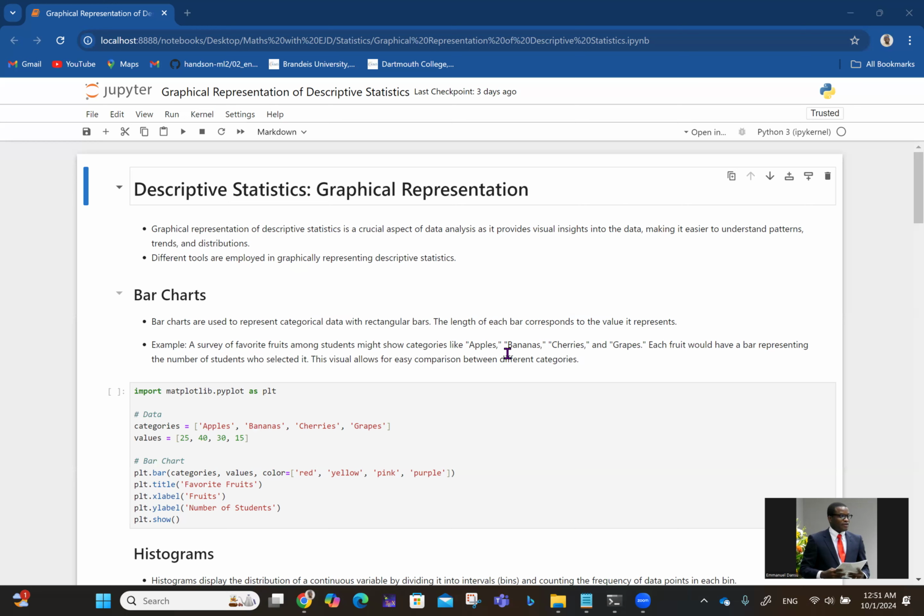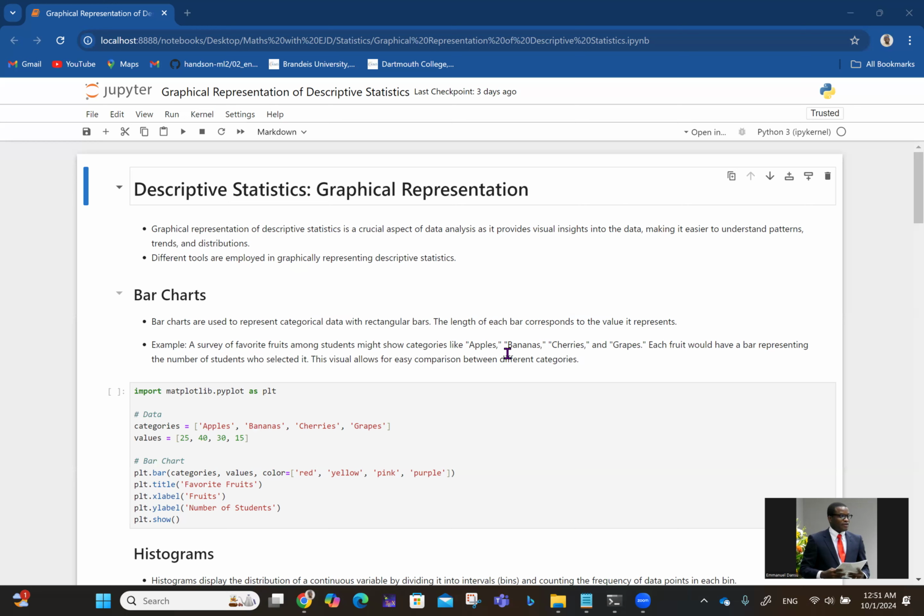So I'm doing it in a Jupyter Notebook environment using Python codes. I'm not worried about the codes, but you can follow along and just see how these things work. Okay. So of course, graphical representation of descriptive statistics is a crucial aspect of data analysis because it provides insights into the data, making it easier to understand patterns, trends, and distribution.